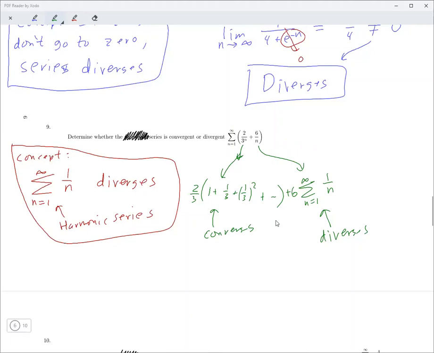So overall, if you have a sum and you split it up into series, and one converges and the other one diverges, then overall it's going to diverge. Of course this will be a finite number, but this is going to blow up to infinity. So you have a finite number plus infinity, that's going to be infinity. So overall it diverges. It's going to be divergent.